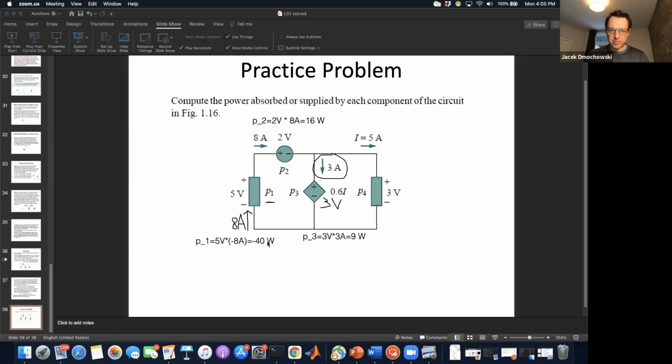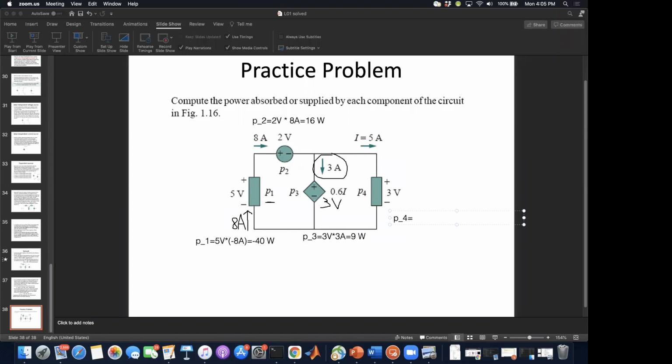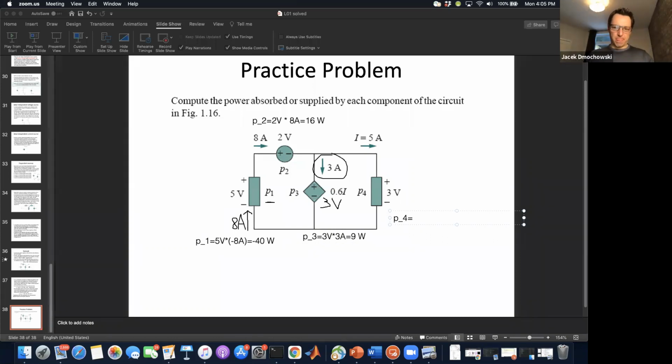Okay, so far we have a negative 40, a 16, and a 9. So then what does the value of P4 have to equal? Right, so power cannot be destroyed or created in a circuit. It has to equal 15 watts. Yeah, 15 watts, right?